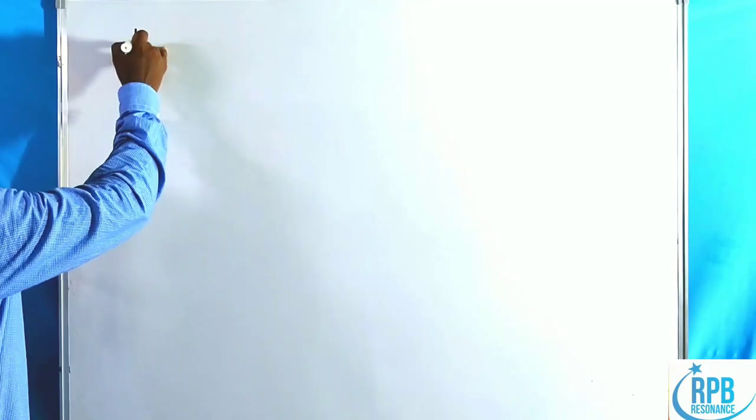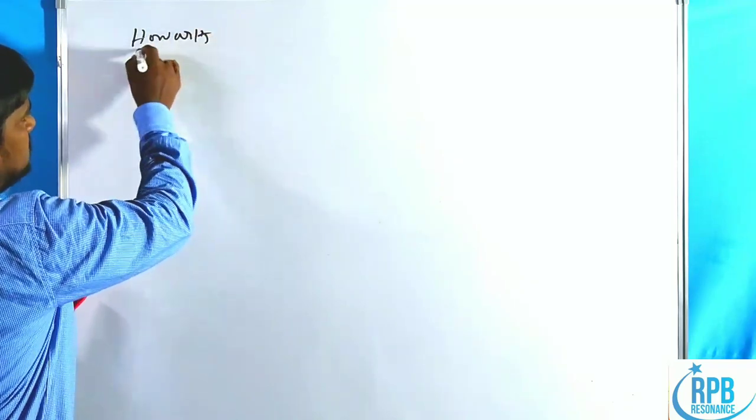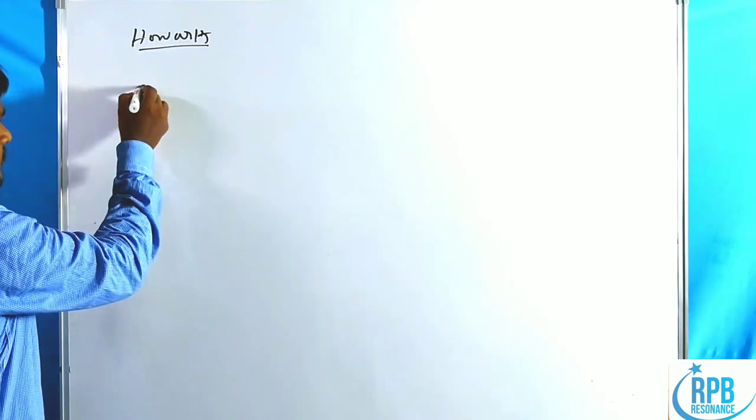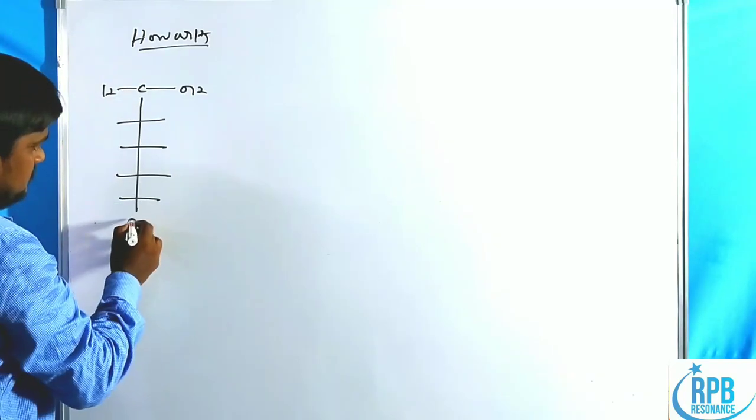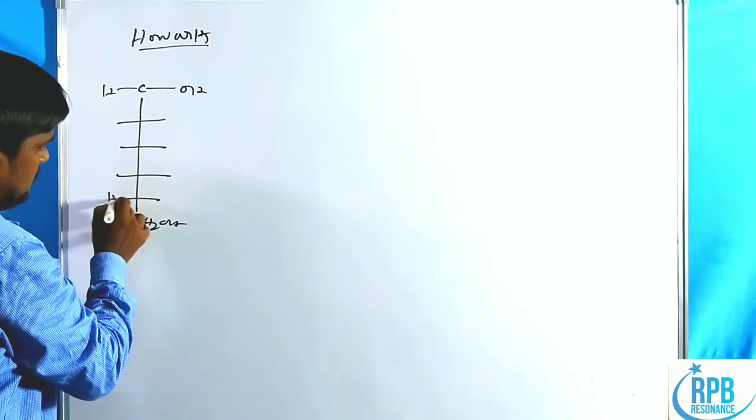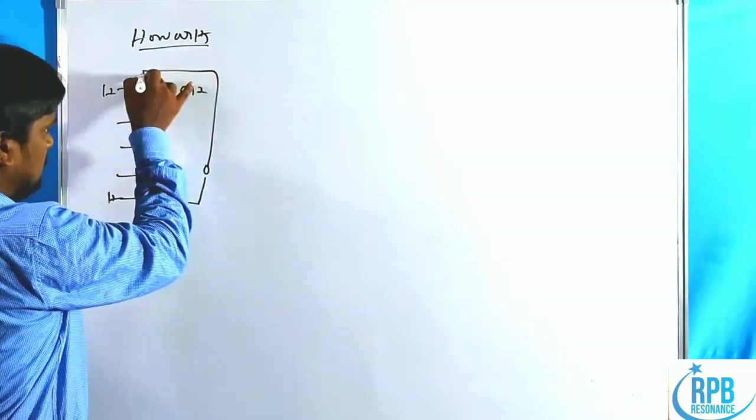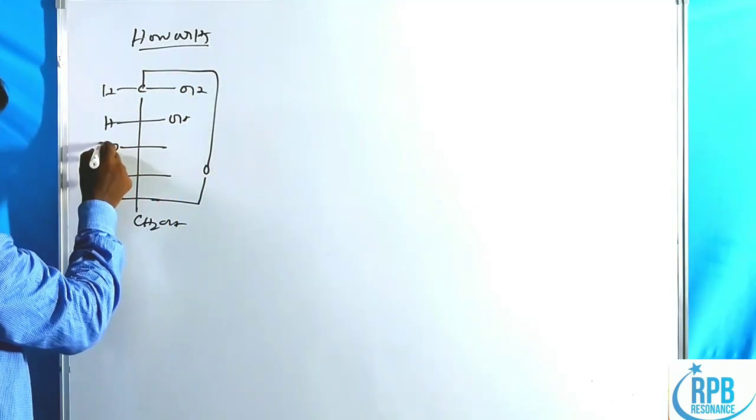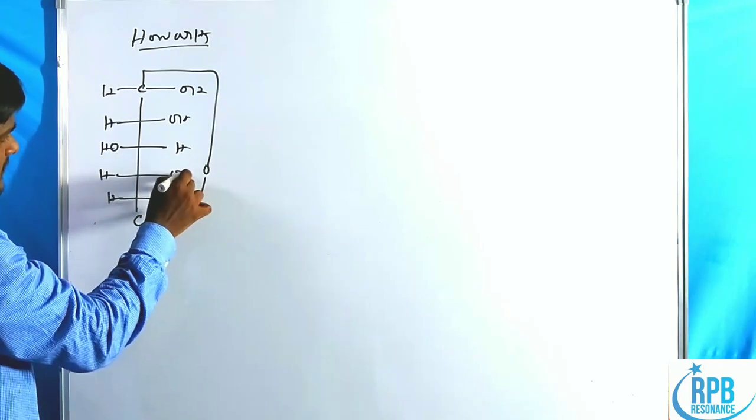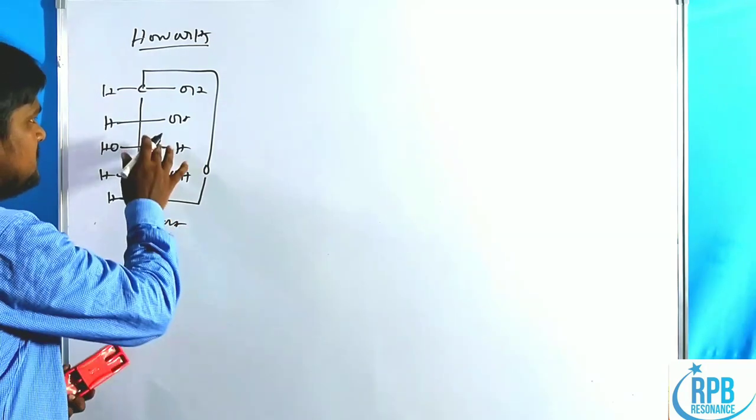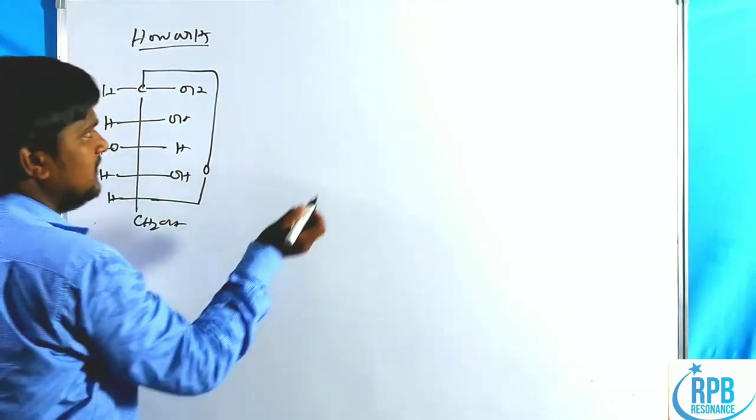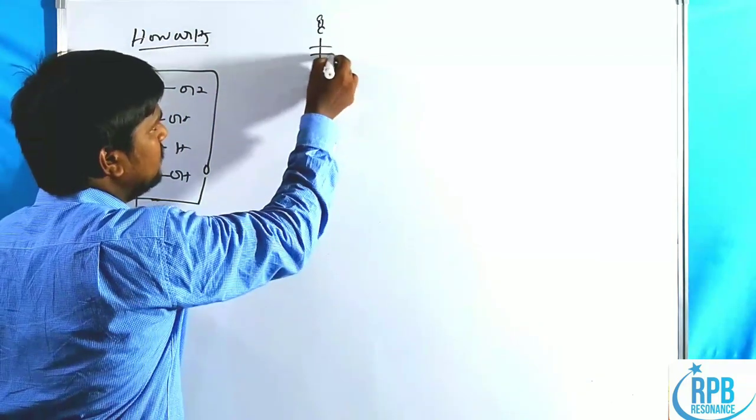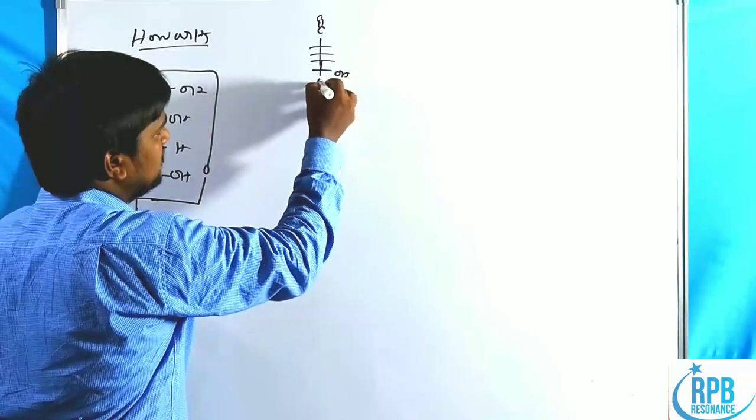Okay, now let us move on to the Howarth projection of saccharides. Now here we have discussed this is D glucose. Here it is the D glucose structure. So whenever these types of glucose structures are written like a Howarth projection, that means this is the open chain structure of glucose.